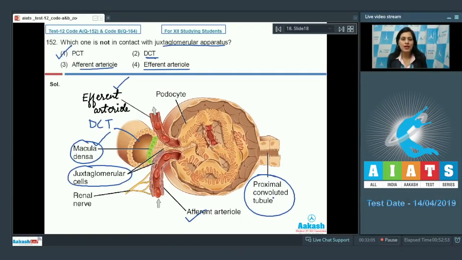This juxtaglomerular apparatus is not in direct contact with proximal convoluted tubule. But option number 2, DCT, afferent arteriole, and last option, efferent arteriole, cannot be the correct answers because they all are associated with juxtaglomerular apparatus. So the correct answer to this question is option number 1. Let's discuss our next question.